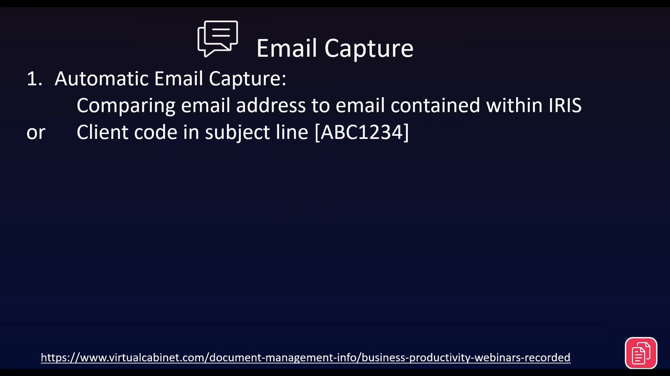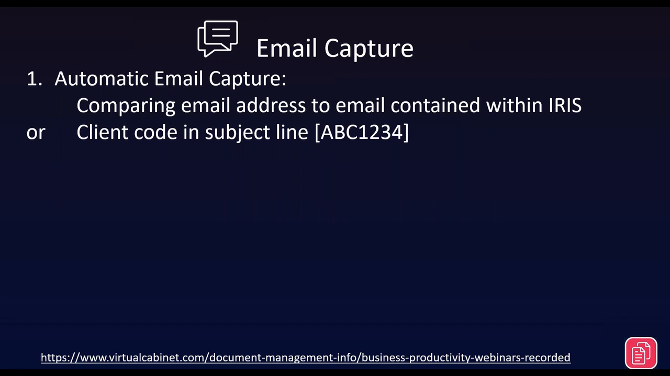So we have automatic email capture. When we sold Virtual Cabinet some time ago, people loved the automatic email capture bit. It was quite a unique selling point for us, and it still works to this day, and lots of people still use it. What we do is look at the email address that comes into your Outlook email account or Office 365. It works the same. We compare that email address to the emails contained within ours. If they match up, we know who that client is, and we save that document against the specific client code and client name.